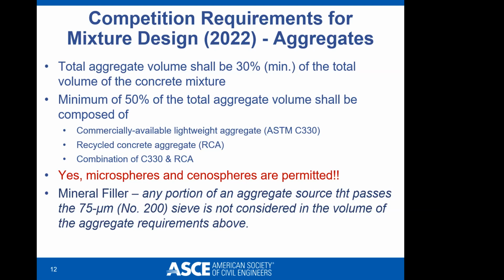We're also bringing back the term mineral fillers. So if you have an aggregate source, and sorry for the typo here, but if the portion passes your number 200 sieve, from an aggregate or geotechnical standpoint, those are the materials that fall basically under a silt or clay size particle, very, very fine. That aggregate source, whatever passes the number 200 sieve, is not considered part of the aggregate above. It's considered a mineral filler. So you're allowed to use it, but you just can't count it toward your percentages with a 30% total or 50% of the requirements for C330 or the RCA.